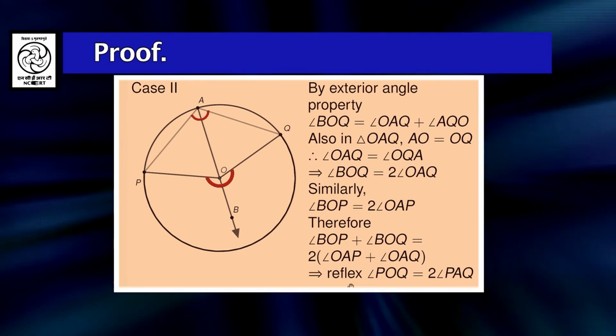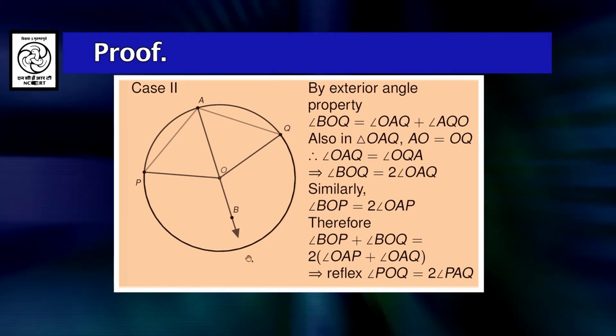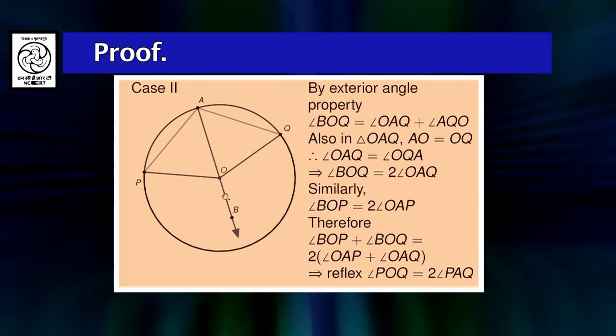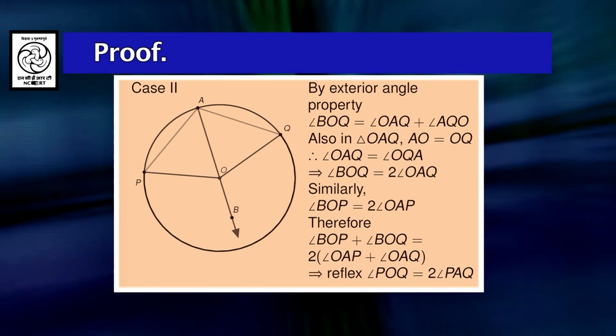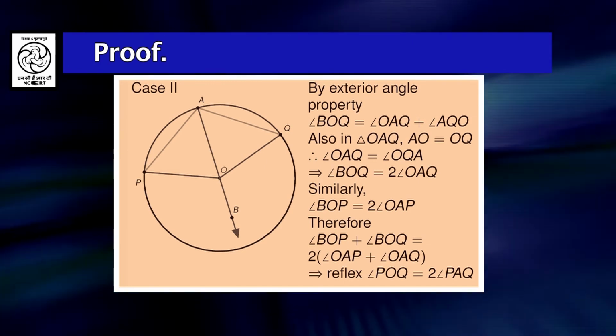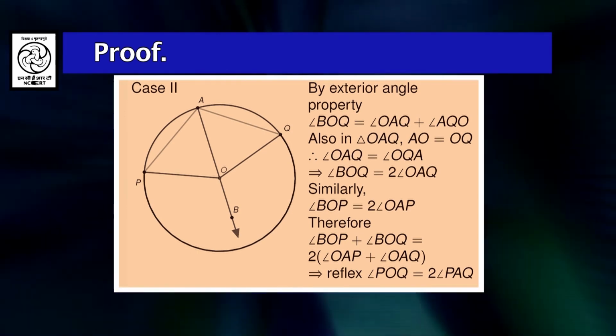Now, you must be wondering why reflex angle POQ, because the major arc PQ subtends a reflex angle at the center. Therefore, we have taken reflex angle POQ. Hence, we have proved this in the second case as well. Next, angles in the same segment.